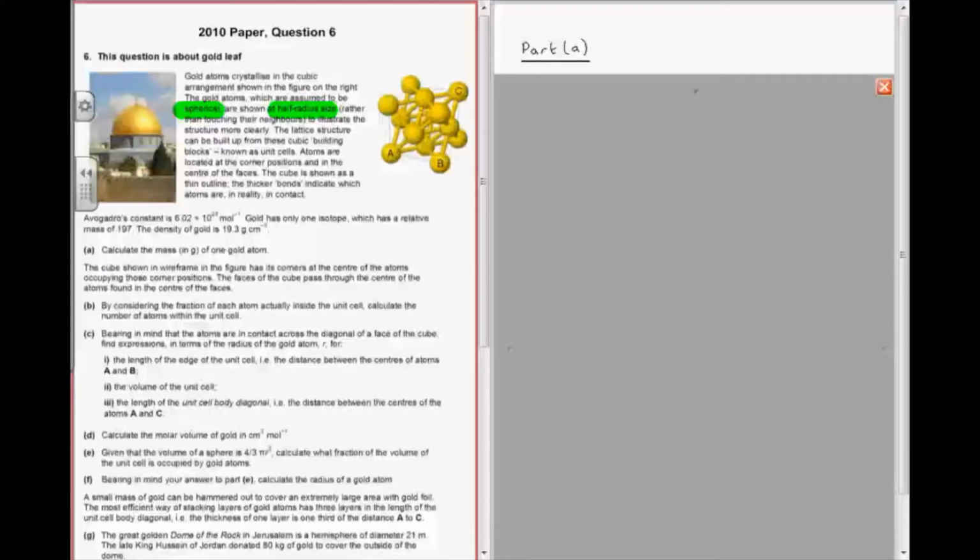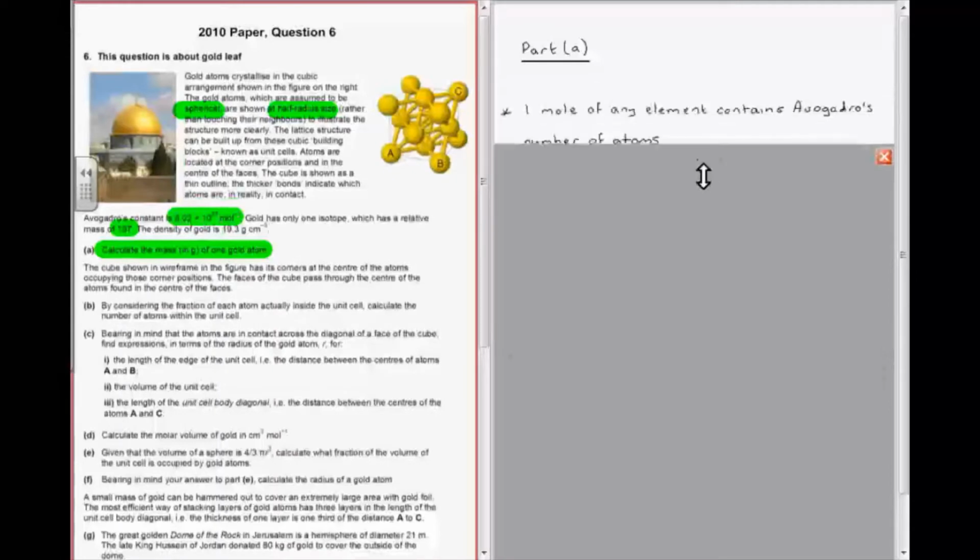gold. In part A of the question, you are told that Avogadro's constant is 6.02 times 10 to the 23 per mole, and that gold has only one isotope which has a relative mass of 197. You are then asked to use these facts to calculate the mass in grams of a single gold atom. To answer this question, you need to know two facts.